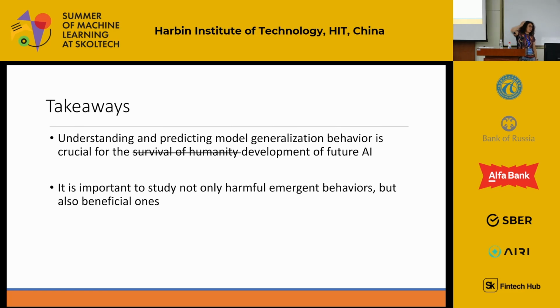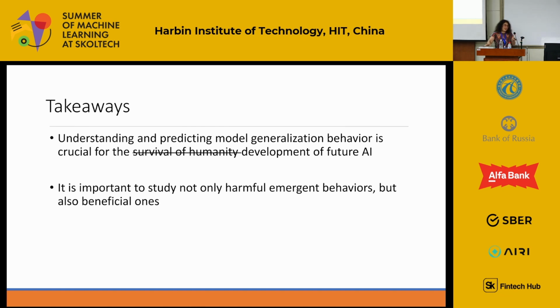And what we can understand from all these examples, from all of this study, is that understanding and prediction of model generalization behavior is crucial for now. We can predict how the model fulfills the tasks which we trained it on, but we cannot predict how it will generalize to another task from another domain not seen in training.